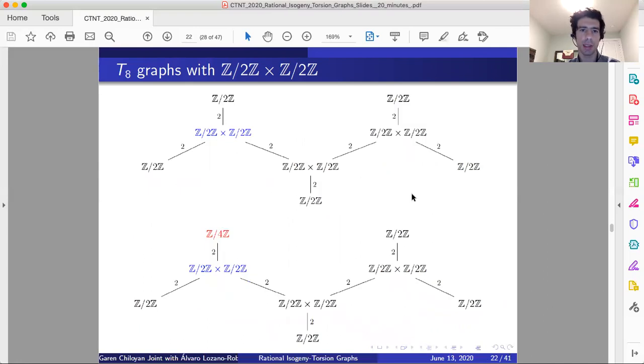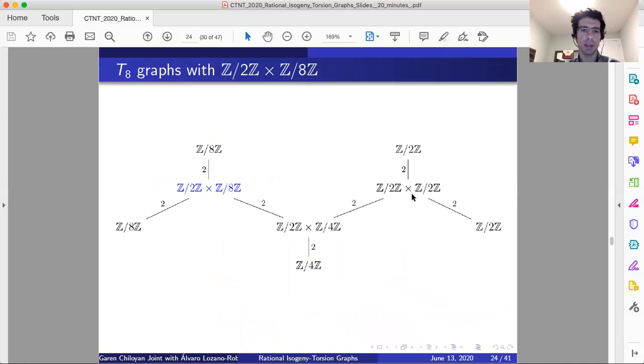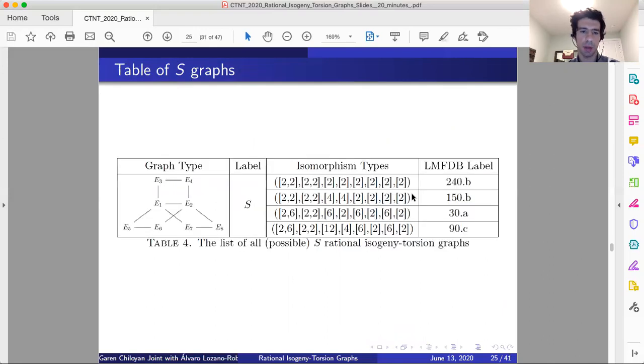These are all the T8 type graphs with Z2 cross Z2 torsion. These are all the T8 type graphs with Z2 cross Z4 torsion. And this is the only graph with Z2 cross Z8 torsion. These are the examples of all the S-type graphs.